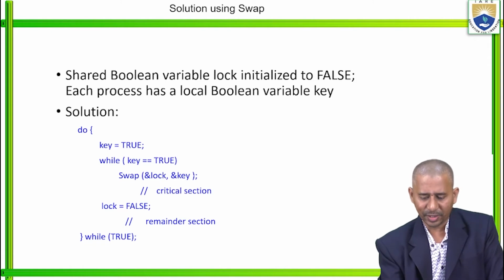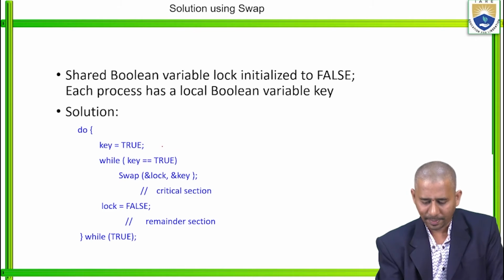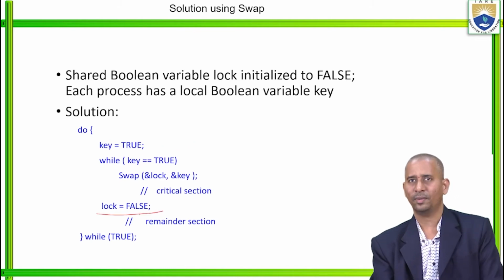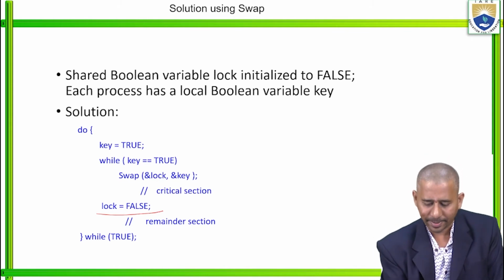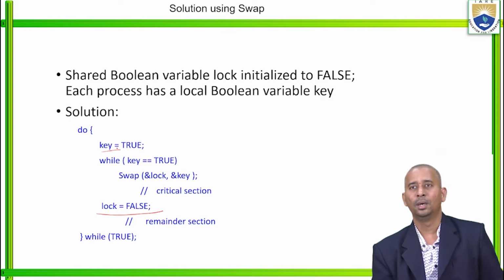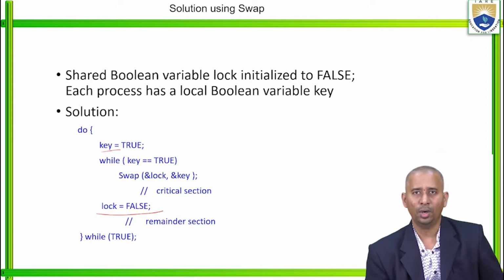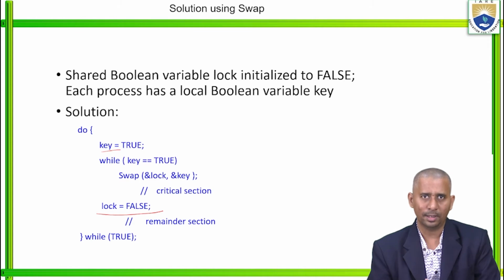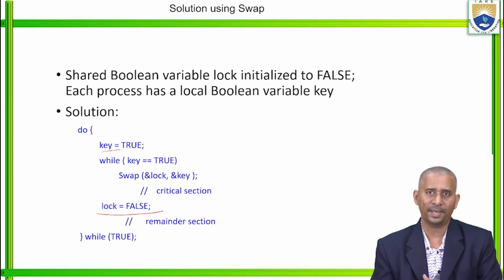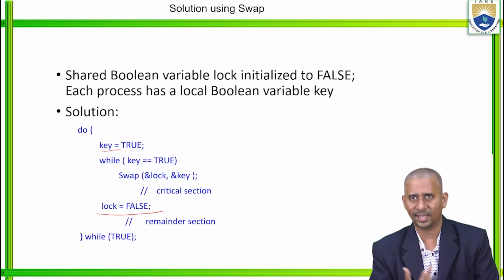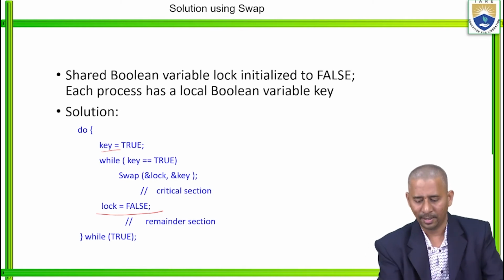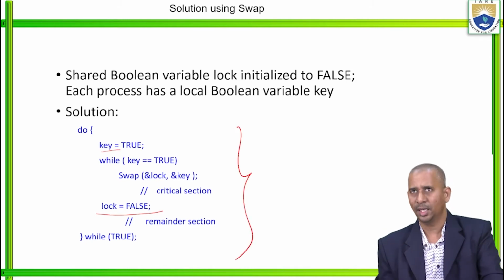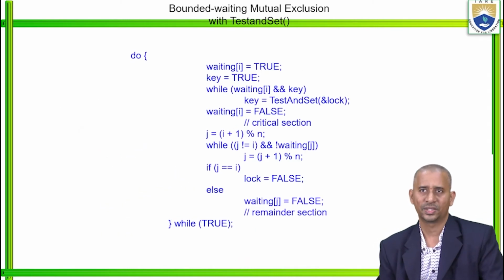Here is a solution using this swap. Initially we need to share the Boolean variable lock, which is initialized to false. Each and every process has a local Boolean variable key. Initially the key equals true. At the same time we perform the swap on lock and key, and then the critical section. Else lock equals false, and then the remainder section. So this is the solution using swap.